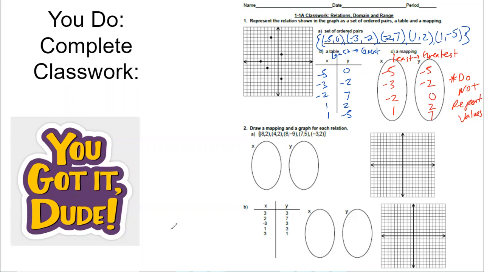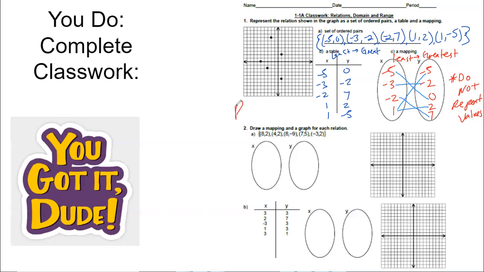And then to show which input goes with which output, you draw a line. So for -5, its output is 0. For -3, its output is -2. For -2, its output is 7. And for 1, it has 2 outputs. It has an output at -5 and an output at 2. And that is how you create a mapping. Questions about creating the mapping? Is it doable?